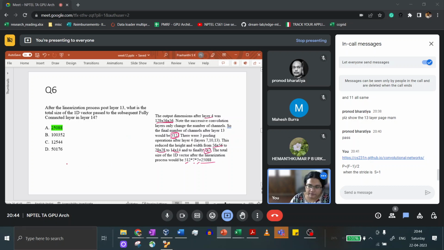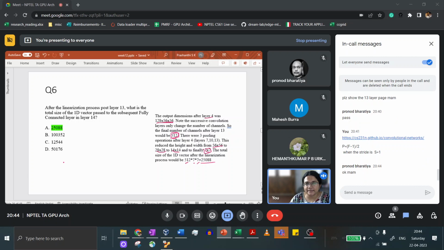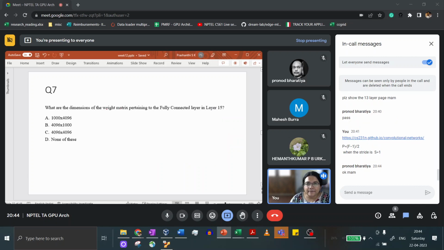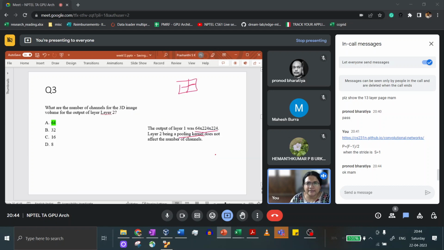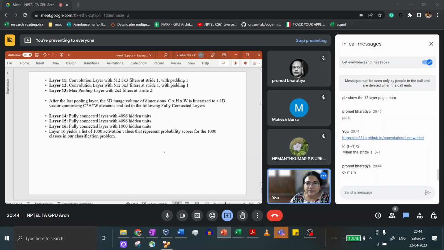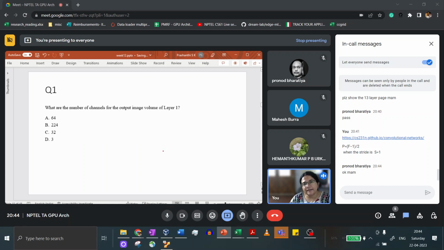Okay, I will move to the last question for this data. What are the dimensions of the weight matrix pertaining to the fully connected layer in layer 15? I think this is the easiest of the lot. So layer 15, right? This is the one. The fully connected layer is 4096. So what is the size of the weight matrix is what's asked. Any answers?